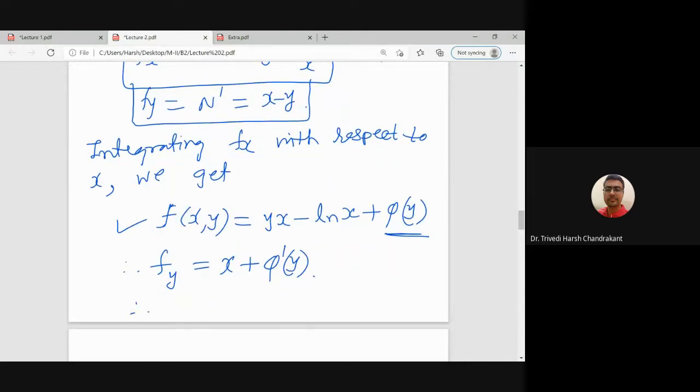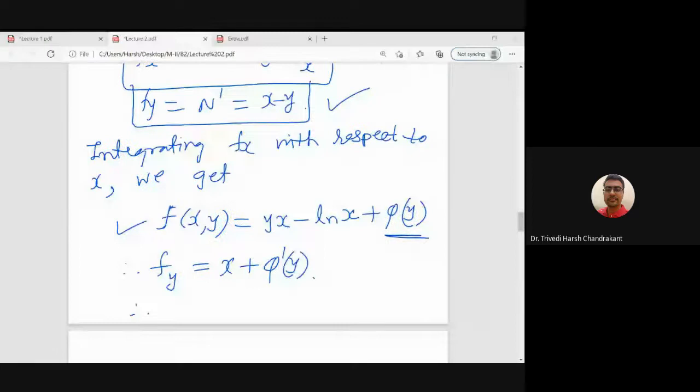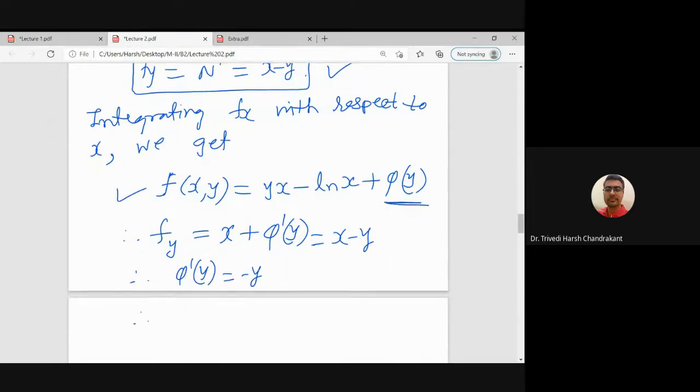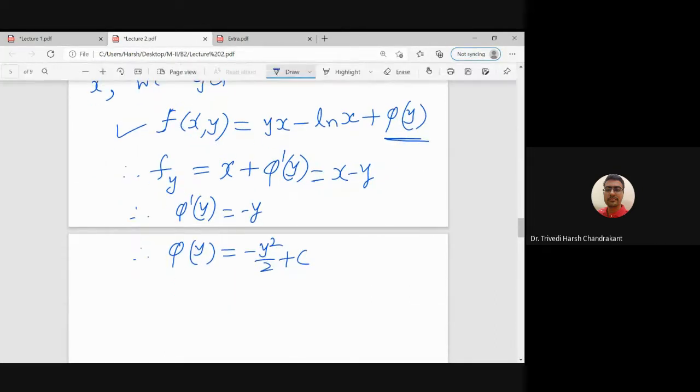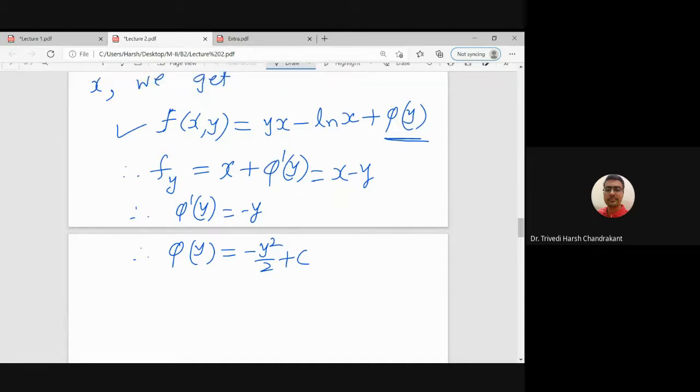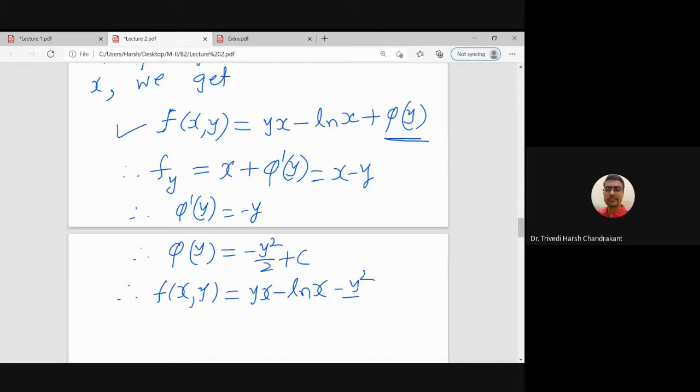So finally, we know that fy is x minus y. So this equals x minus y, and that means phi dash y is minus y. So phi is a one variable function, its derivative is minus y. That means phi y must be minus y square by 2 plus constant. Okay. So finally, what is f of xy? F of xy is yx minus log x plus phi y. That is this function.